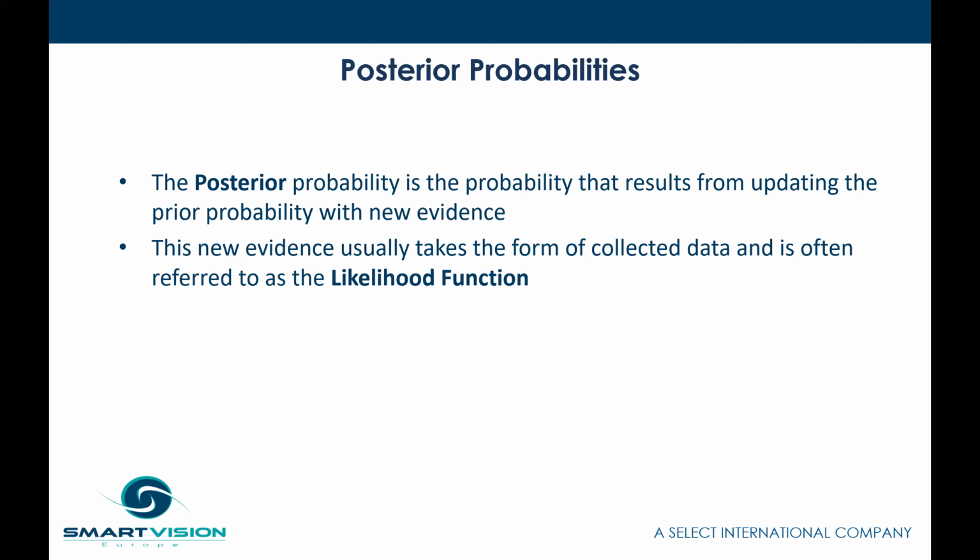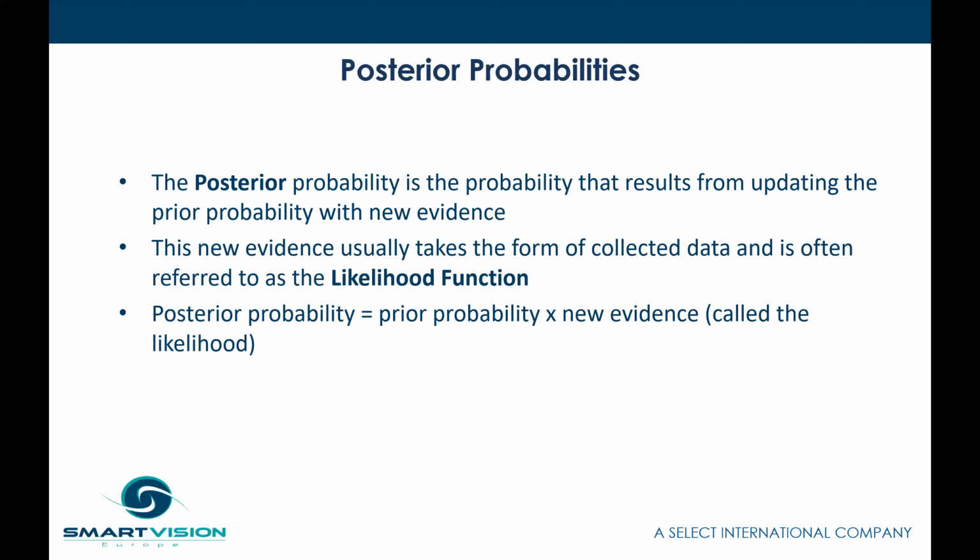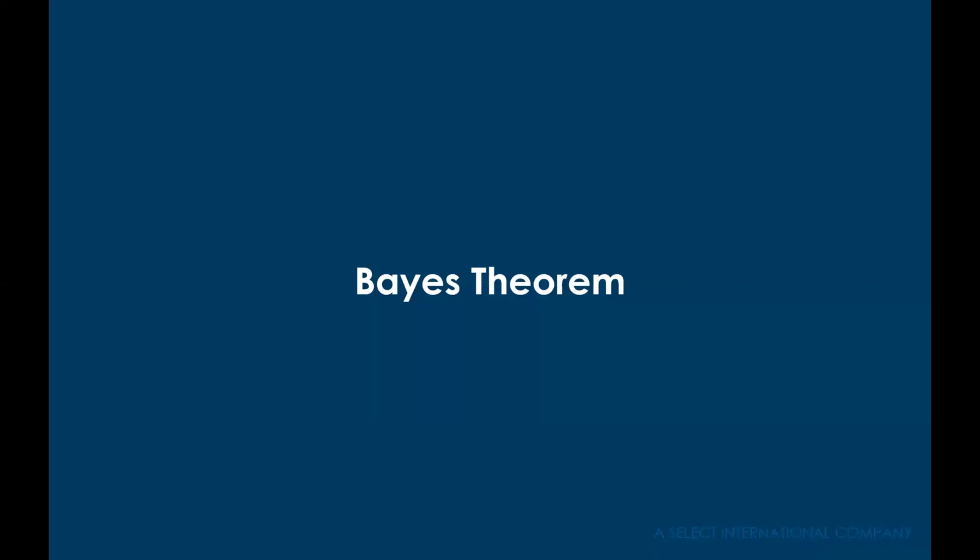The new evidence, this new data, the data that you've collected, the raw data that you put in SPSS, is sometimes referred to as the likelihood function. So when you hear talk about the likelihood function, it's talking about the data in your data set. So the posterior probability is equal to the prior probability combined with the new evidence called the likelihood, or the likelihood function. That just makes it easier for you.